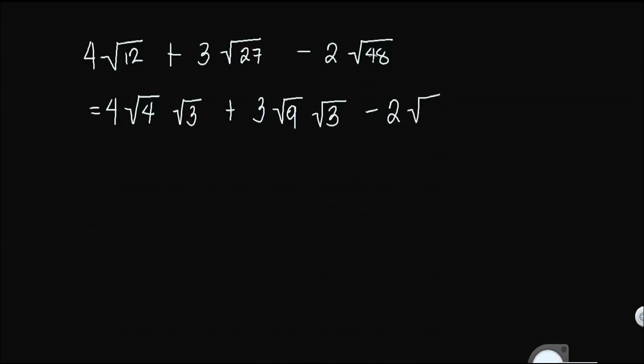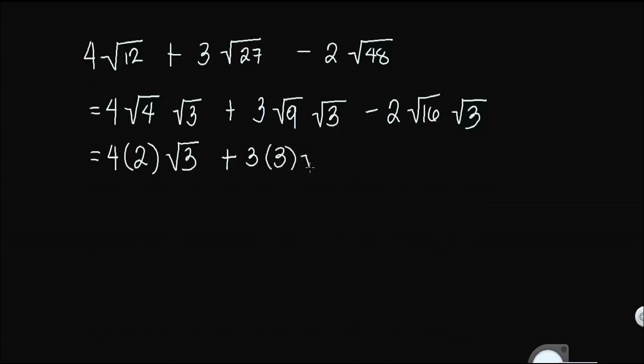Minus 2, square root of 48. In this case, 16 goes into 48. 48 divided by 16, we have 3. 16 is a perfect square number. Now we simplify 4 square root of 4, that is 2 square root of 3, plus 3. Let's simplify square root of 9, we have 3 square root of 3, minus 2 square root of 16, that is 4 square root of 3.